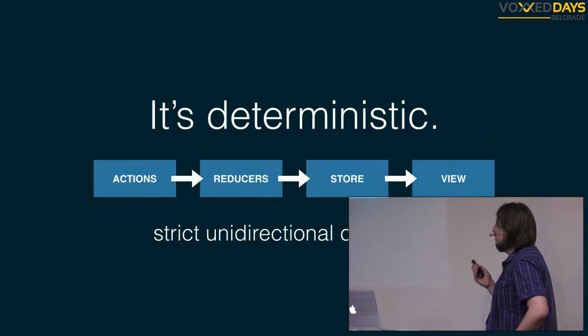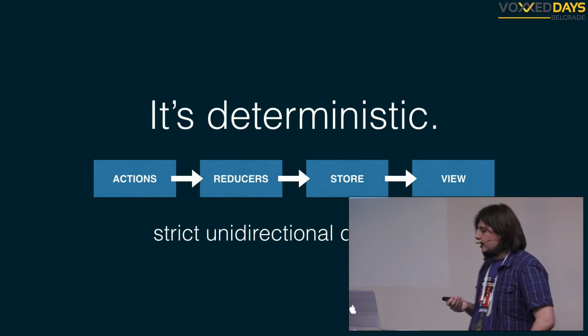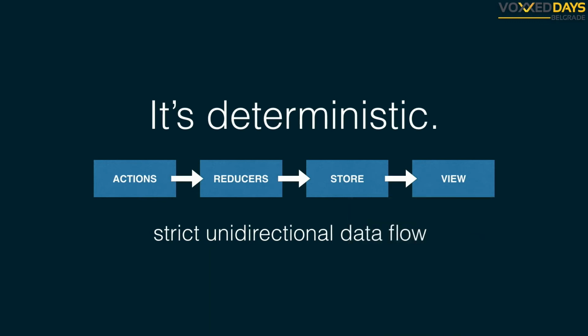So Redux is deterministic, and it comes with this predictable unidirectional data flow. So the first block is actions. Actions sort of describe what just happened. Reducers are responsible for taking these actions and modifying the store, and we'll see how that works.